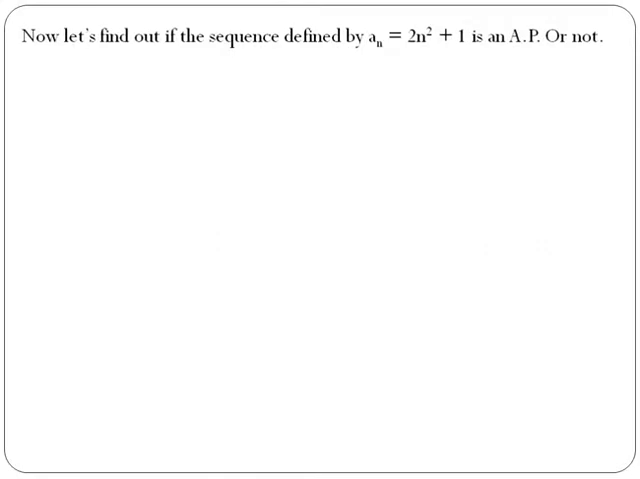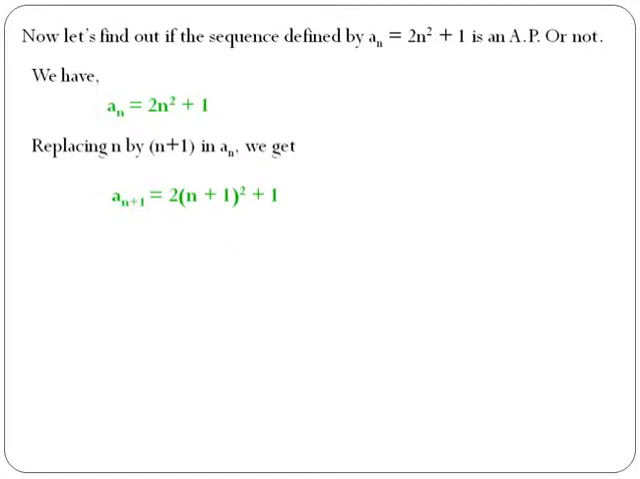Now let's find out if the sequence defined by an is equal to 2n square plus 1 is an AP or not. First of all, we have an is equal to 2n square plus 1. Let's now replace n by n plus 1 in an. Replacing it, we get an plus 1 is equal to 2 times (n plus 1) whole square, plus 1. Upon expansion, it gives 2n square plus 4n plus 3.